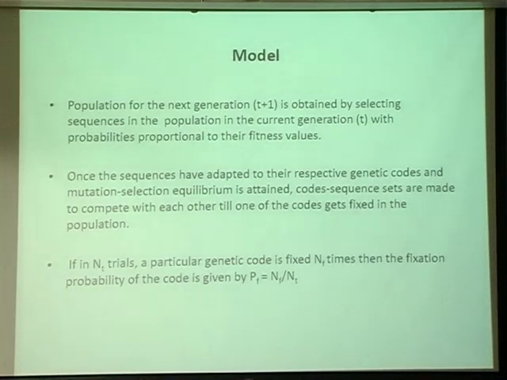And the population for the next generation is obtained by selecting sequences in the current generation with probability proportional to their fitness values. And once the sequences have adapted to their respective codes, sequence sets are made to compete with each other till one of them gets fixed in the population. And we are calculating the fixation probability of the codes which are getting fixed using this formula.